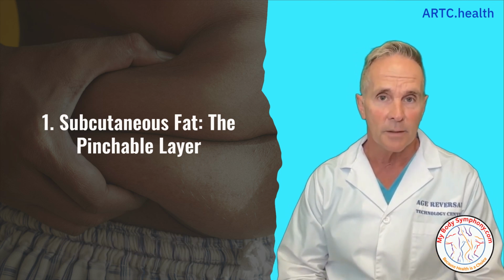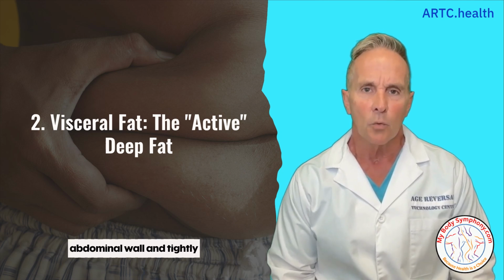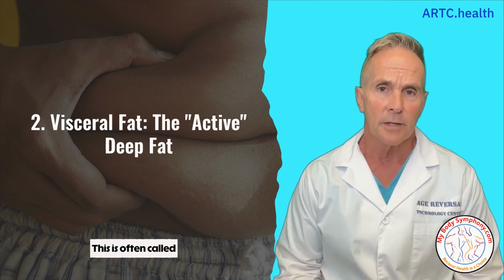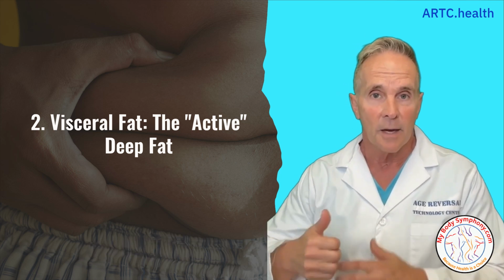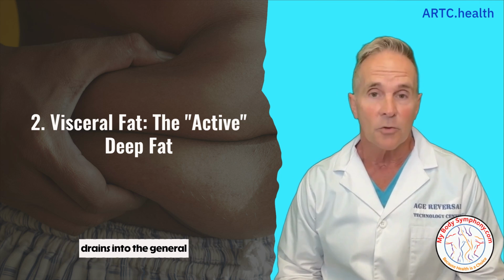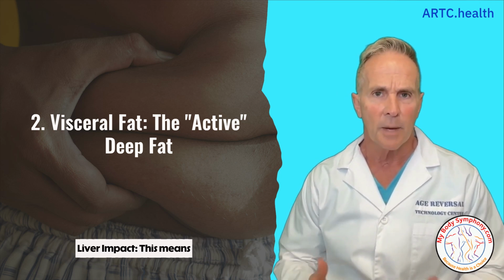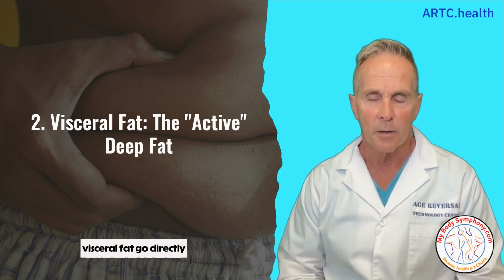In fact, moderate amounts of subcutaneous fat in the hips and thighs, gynoid fat, are often associated with a lower metabolic risk in women. Visceral adipose tissue, VAT, is hidden behind the abdominal wall and tightly packed around vital organs like the liver, pancreas, and intestines. This is often called active fat because it behaves more like an endocrine gland than a storage tank. The portal circulation connection. This is a critical scientific distinction. Unlike subcutaneous fat, which drains into the general systemic circulation, visceral fat drains directly into the portal vein. Liver impact. This means free fatty acids and inflammatory signals, cytokines, from visceral fat go directly to the liver.